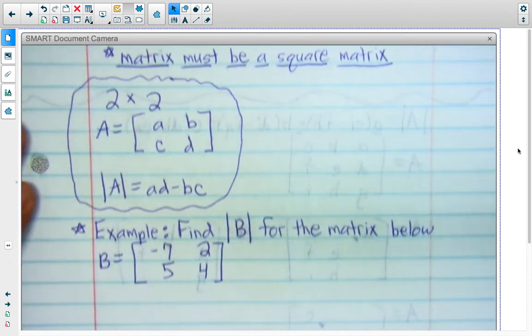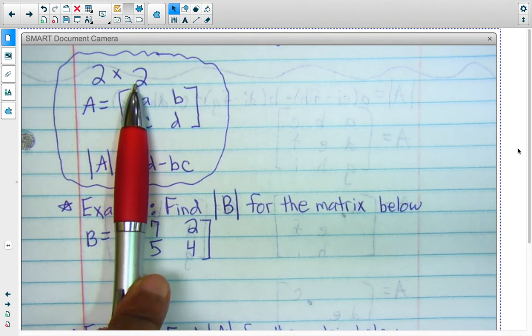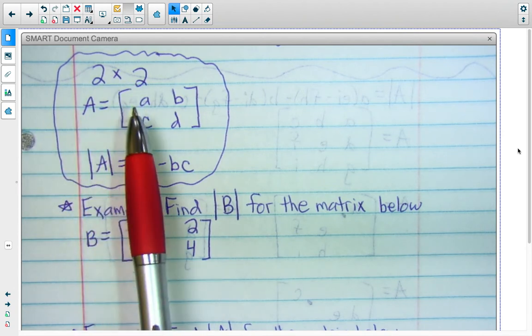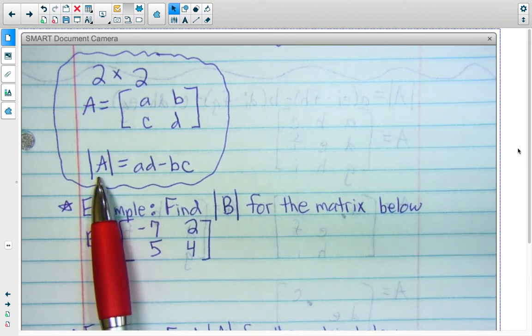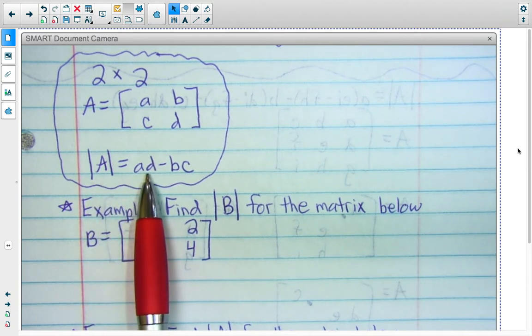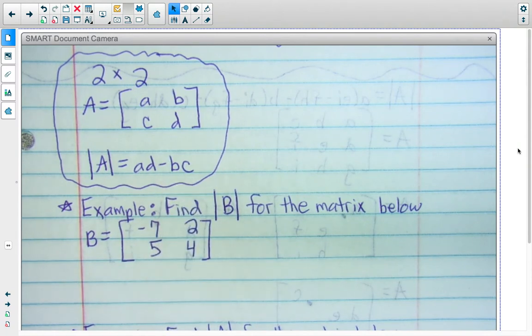So let's start with our formula. For a 2x2 matrix that has different numbers in here, you find the determinant by doing A times D and then subtracting B times C. So that is our formula for finding the determinant of a 2x2 matrix.